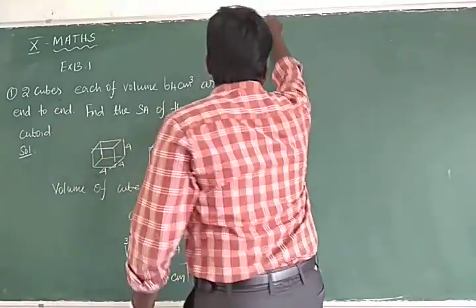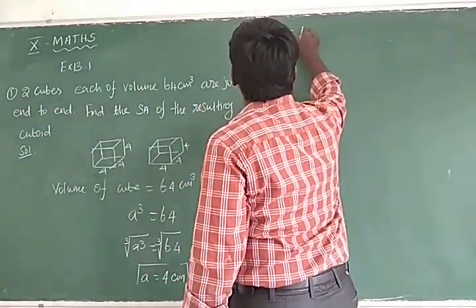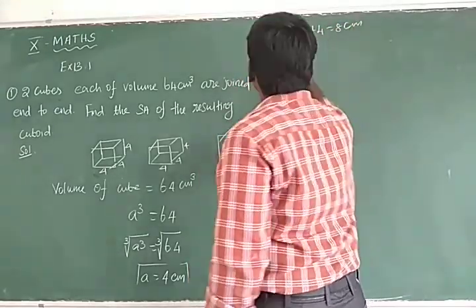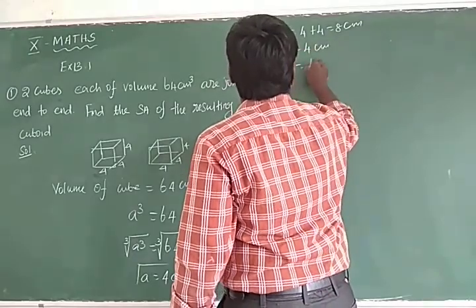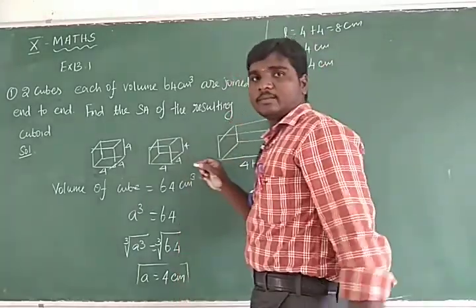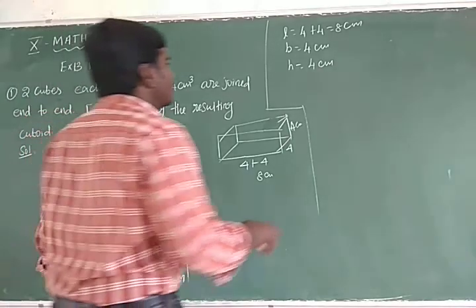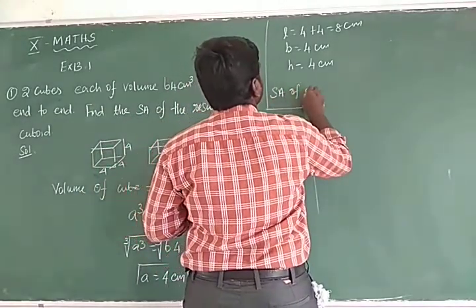Okay. Right. So length is equal to 4 plus 4 is equal to 8 centimeter. Then breadth is equal to 4 centimeter. Then height is equal to 4 centimeter. Are you clear? Any doubt there? How will you get 8 centimeter length of the cuboid? Any doubt there? Okay, the two cubes are joined end to end.